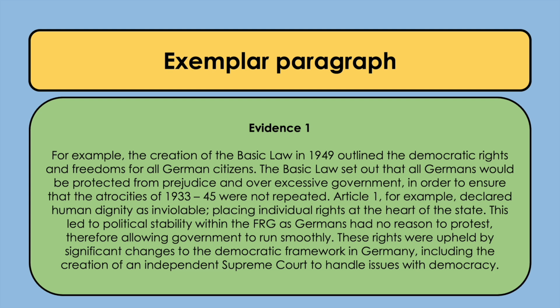Let's break this down. There's 2 key parts of this evidence, and then we're going to break it down a little bit further. So this part here, within the purple, is my actual evidence, okay? It's how I am backing up my argument. So I am stating here that the reason that democratic government led to political stability was because of the creation of the Basic Law Constitution within the FRG, which guaranteed individual rights.